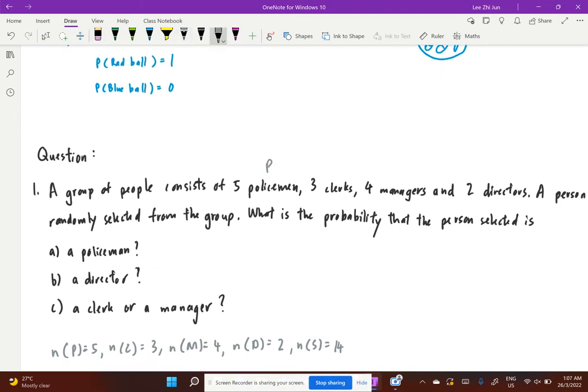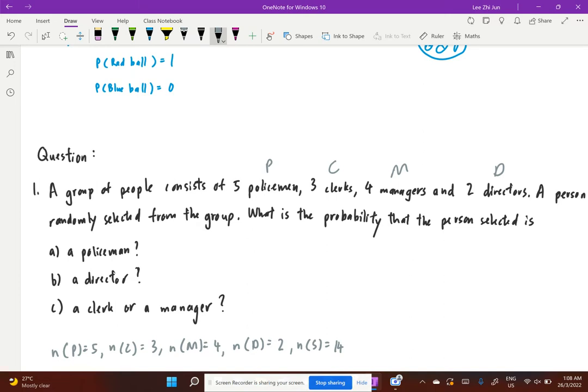I write the policeman as P, clerk as C, managers as M, and directors as D. The total number of policemen is 5, clerks is 3, managers is 4, and directors is 2. So 5 plus 3 plus 4 plus 2 equals 14. So the sample space will be 14.